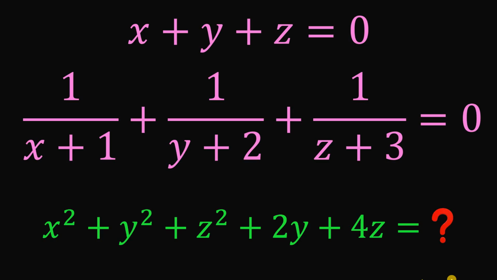For today's video, we will answer a math challenge coming from one of our followers. And the question goes like this. Given these equations, x plus y plus z equals 0, and 1 over x plus 1 plus 1 over y plus 2 plus 1 over z plus 3 equals 0, then our goal is to find the numerical value of x squared plus y squared plus z squared plus 2y plus 4z.